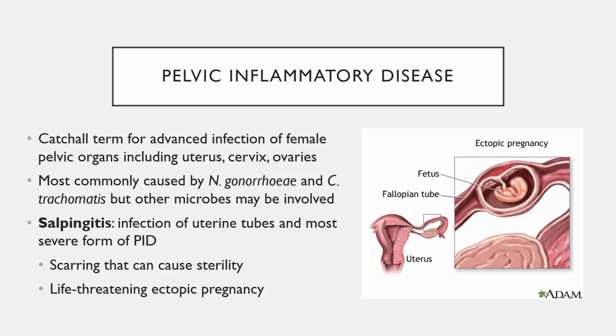So scarring can block that from happening, and it can also lead to a life-threatening ectopic pregnancy, which is what happens when an egg is fertilized and transforms into an embryo somewhere outside of the uterus, for example in the fallopian tubes themselves, due to scarring that causes that egg to be blocked. And as this ectopic pregnancy develops, it can cause the fallopian tubes to rupture, and it can be life-threatening to the mother because then it can lead to massive internal hemorrhaging.